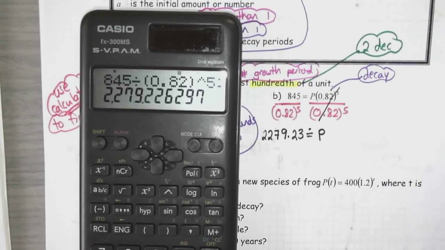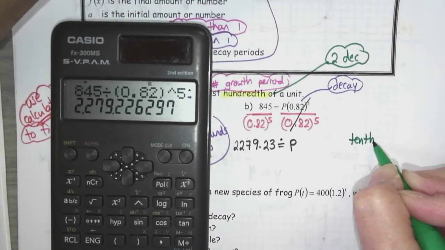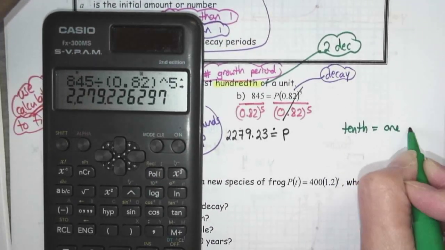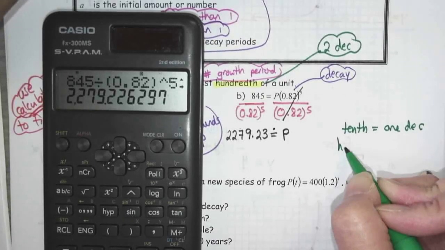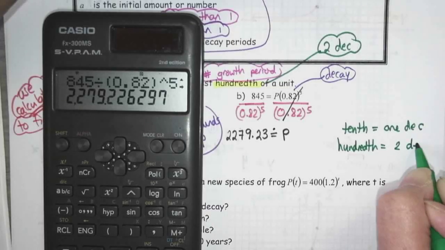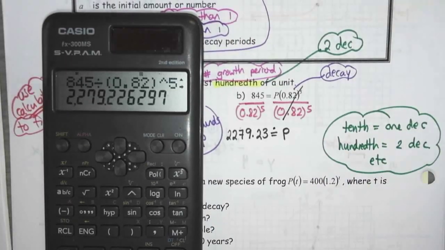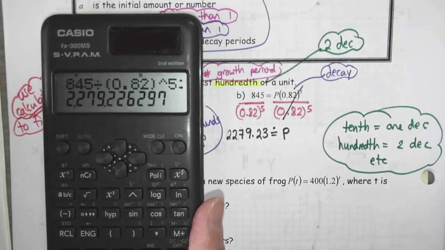Okay, and so remember on the side here, 10th is 1 decimal. 100th is 2 decimals, etc. Okay, so we want 2. Is that all right?